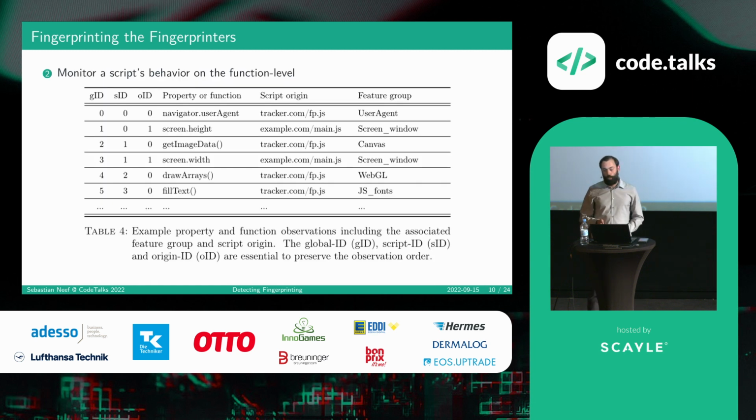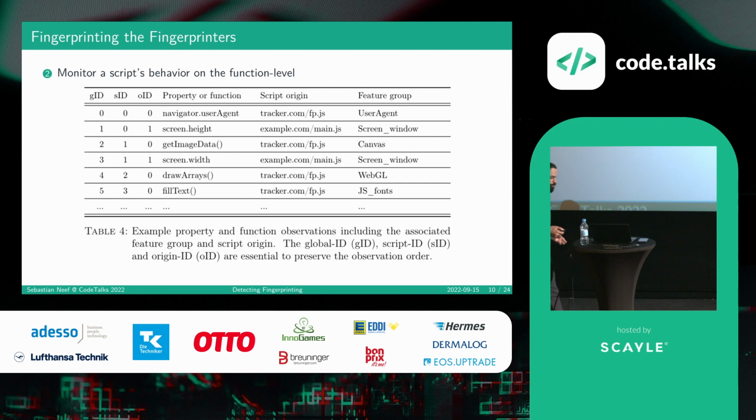So in the second step, we have collected all the information on the different scripts, so to say their behavior. We can see tracker.com FPGS first accessed the navigator user agent property, then later on accessed getImageData, which we attribute to canvas operations. Then it called drawArrays, fillText, which we attribute to some other feature groups. And then we see example.com main.js, which just accessed screen window, which is one feature group.